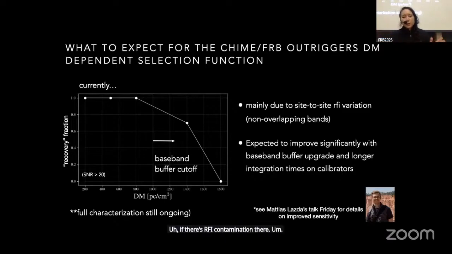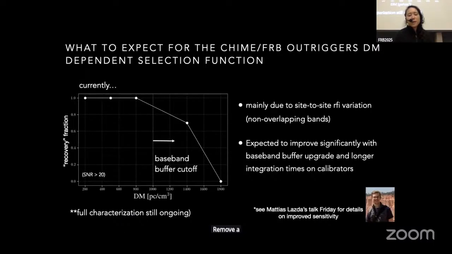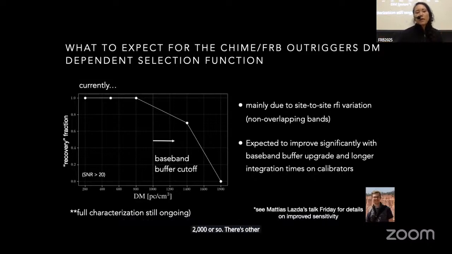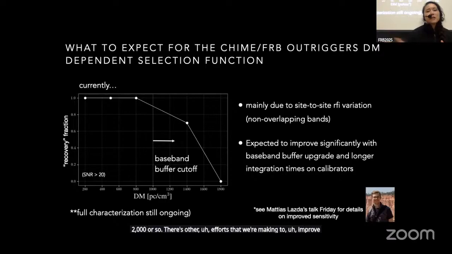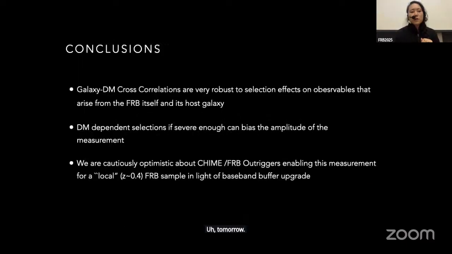And the good news is that we're getting a baseband buffer upgrade, which will remove a significant portion of this DM-dependent selection function, at least up until a DM of about 2,000 or so. There are other efforts that we're making to improve our sensitivity and mitigate our selection effects, and Matthias will talk about that tomorrow. All right, I think I'm running low on time, so I'll just leave my conclusions here and take any questions now.